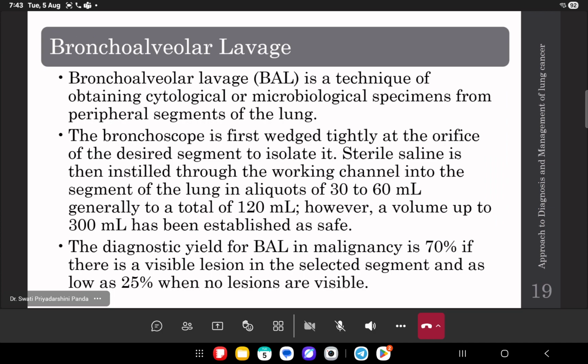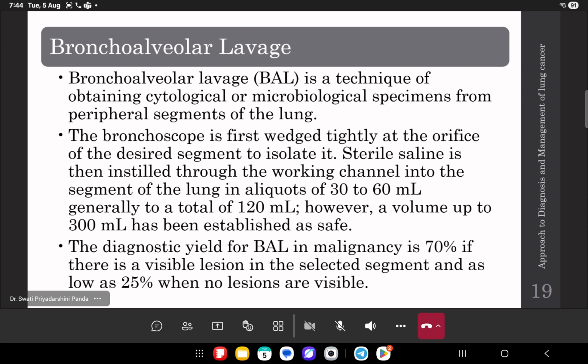Bronchoalveolar lavage is a technique of obtaining cytological or microbiological specimens from a peripheral segment of the lung. The bronchoscope is first wedged tightly at the orifice of the desired segment to isolate it. Sterile saline is then instilled through the working channel into the segment of the lung in aliquots of 30 to 60 ml, generally to a total volume of 220 ml. However, a volume of 300 ml has been established as safe.